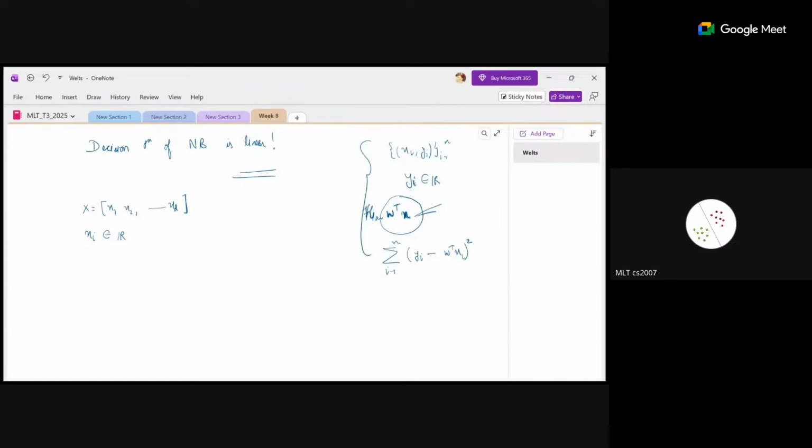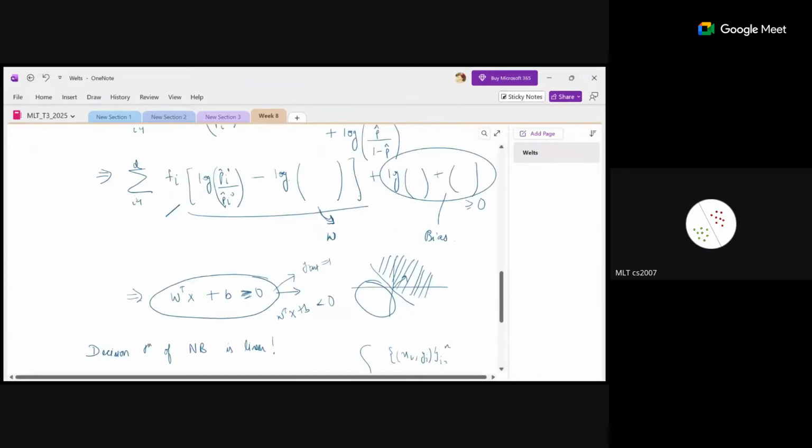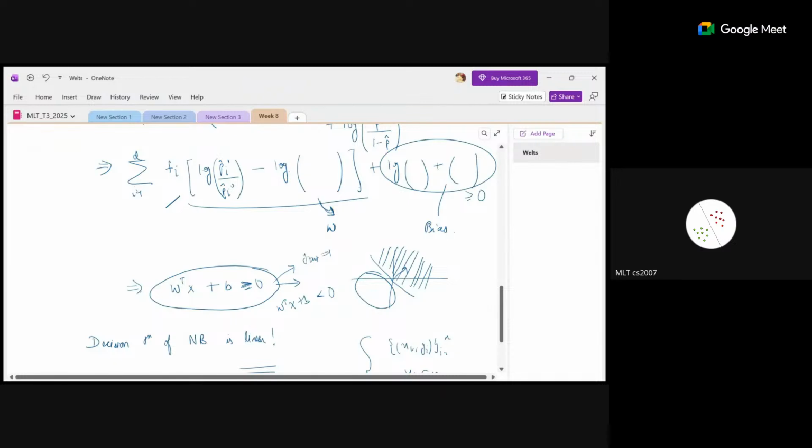But here it's a classification problem. What we got is that the naive Bayes classifier, the decision function that we are getting, is also linear. That's all we can say.